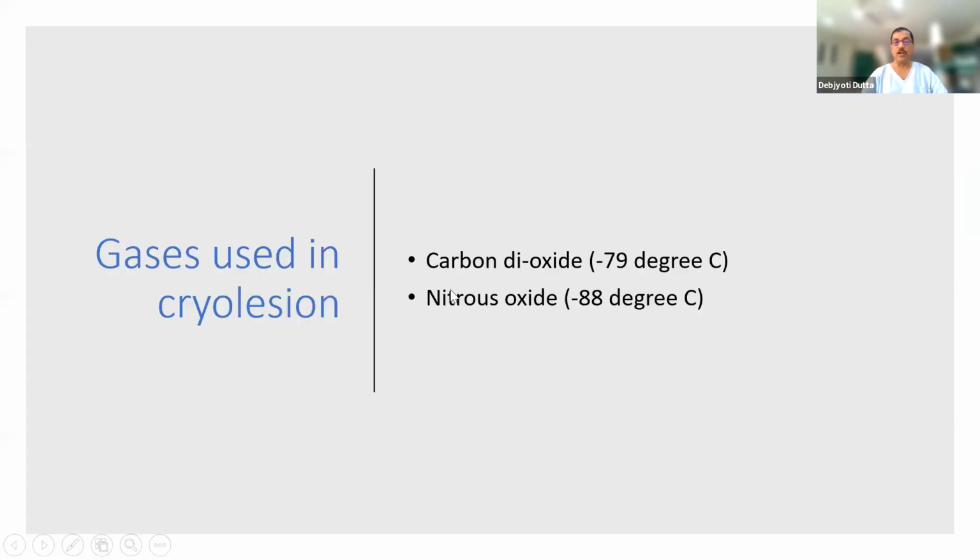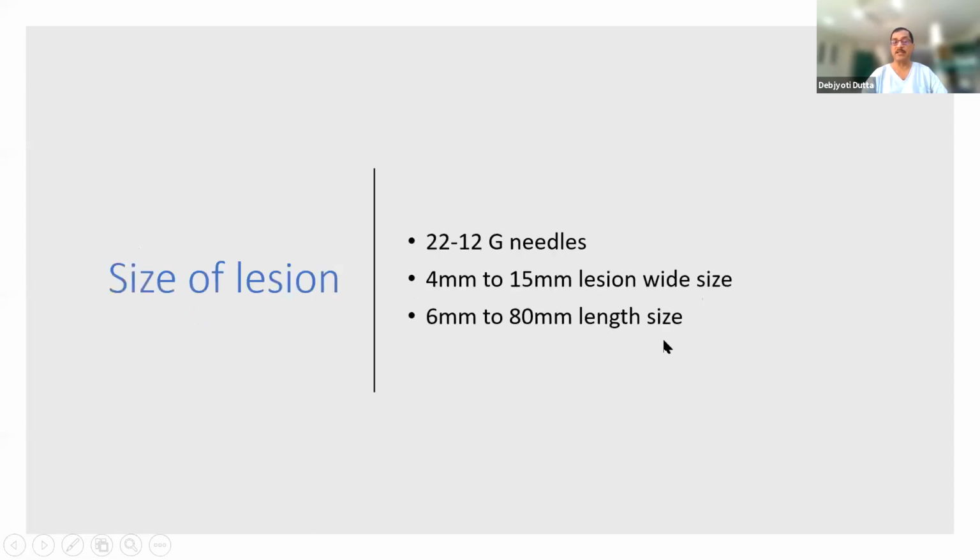How much will the temperature fall? It depends on the freezing point of the gas. With carbon dioxide, the minimum temperature you can attain is -79. And when you are using nitrous oxide, you will be able to go to -88.